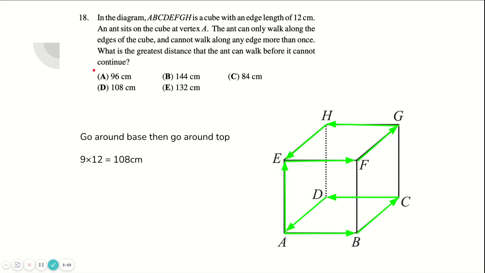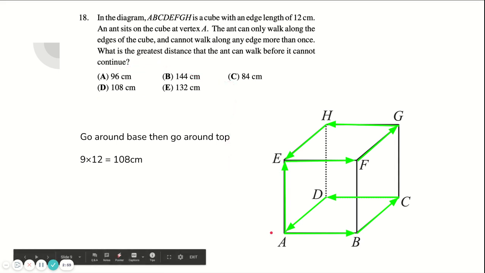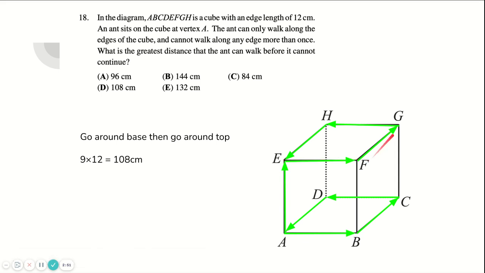This question is kind of just by intuition. The way that you just solve it is if the ant goes around the base and then goes to the top and then goes around the top again, it is stuck here. However, it goes along 9 edges, which is the most that it can walk. So it's 9 times 12 because each edge is 12 centimeters, and we get 108 centimeters.